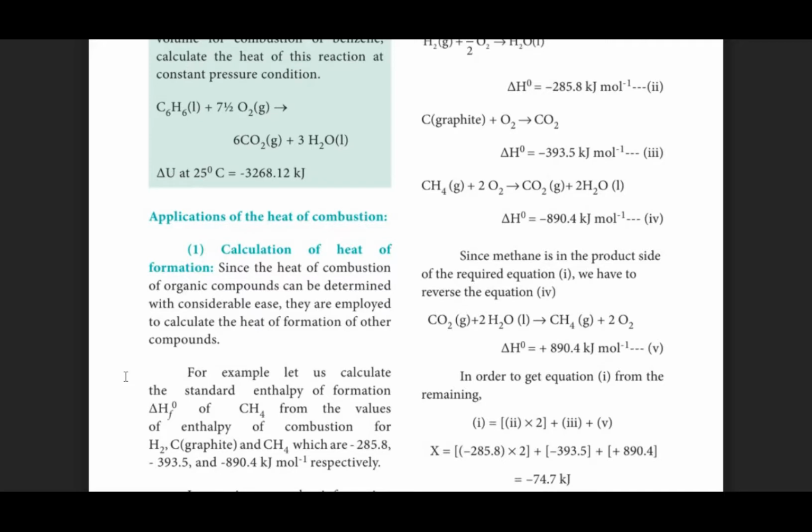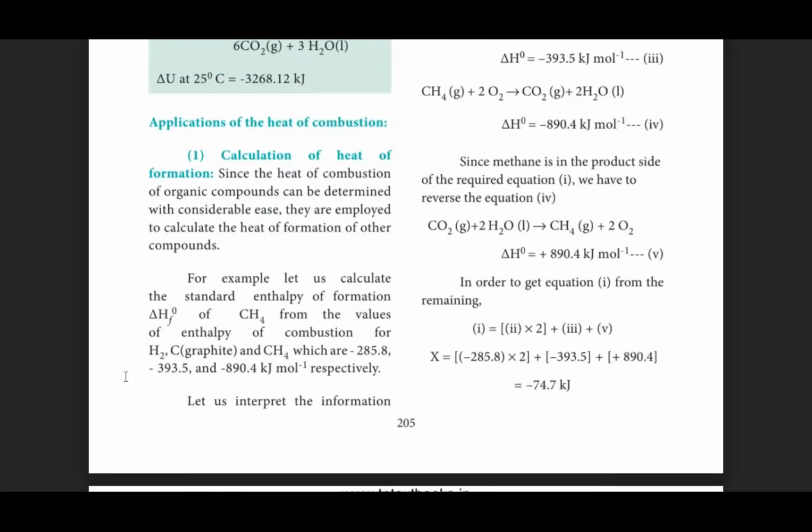Calculation of heat of formation. Since the heat of combustion of organic compounds can be determined with considerable ease, they are employed to calculate the heat of formation of other compounds. For example, let us calculate the standard enthalpy of formation, delta H naught f, of methane from the values of enthalpy of combustion for hydrogen, C (that is graphite), and methane, which are minus 285.8, minus 393.5 and minus 890.4 kilojoules per mole respectively.